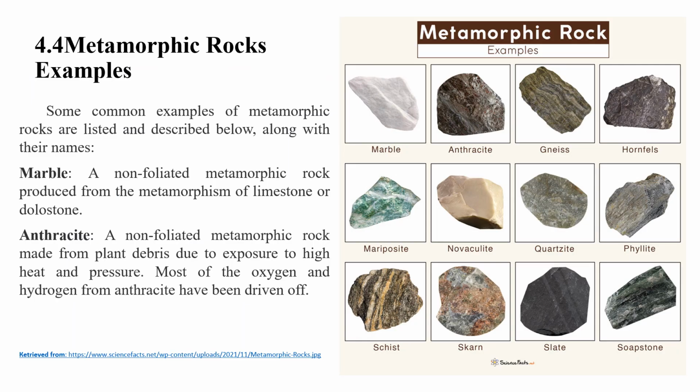4.4 Metamorphic rock examples. Some common examples of metamorphic rocks are listed and described below along with the names. Marble, a non-foliated metamorphic rock produced from the metamorphism of limestone or dolostone. Anthracite, a non-foliated metamorphic rock made from plant debris due to the exposure to high heat and pressure. Most of the oxygen and hydrogen from anthracite have been driven off.